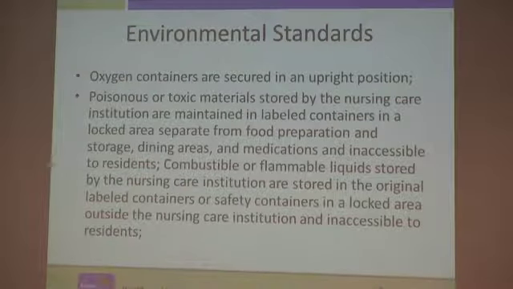Oxygen containers are secured in an upright position, and poisonous or toxic materials stored by a nursing care institute are maintained in a labeled container in a locked area separate from food preparation and storing, dining, medications, inaccessible to the residents. Combustible or flammable liquids stored by the Nursing Care Institute are stored in the original labeled containers or safety containers in a locked area outside the Nursing Care Institute and inaccessible to the resident.